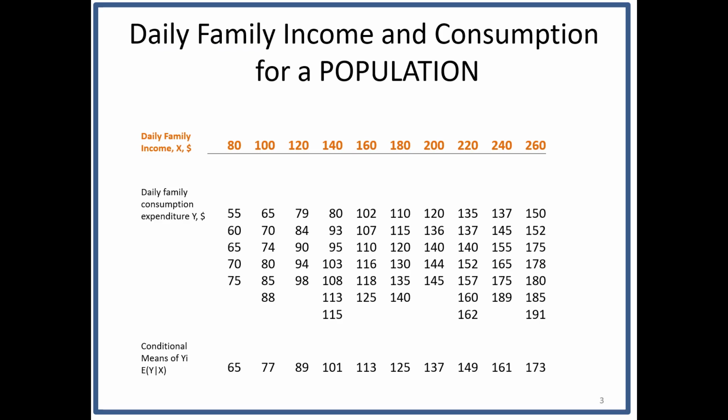If you remember back to Simple Linear Regression Video 1, we worked with data on daily family income and consumption for a population. The daily family income values range from 80 to 260, and the family consumption expenditures are the Y. Remember, our Y values are a random variable where we are assuming our X's are fixed. Our Y's are probability distributions given our X values, and we can calculate the conditional means of the Y's, or expected value of Y given our X's.